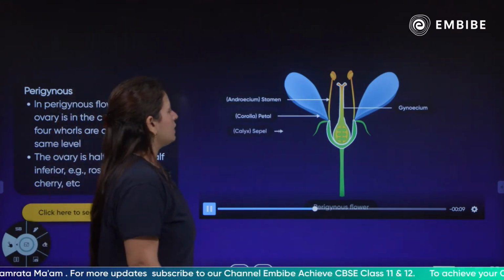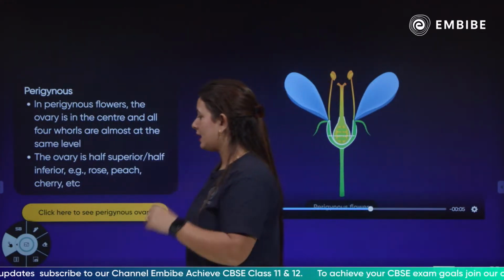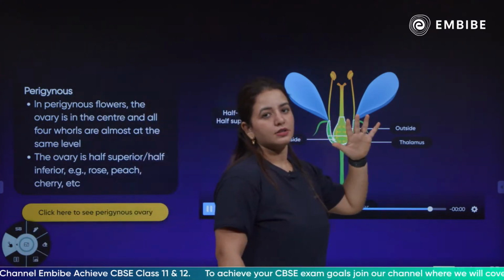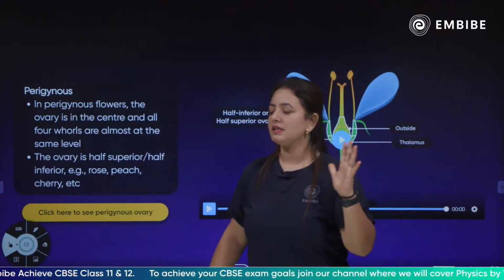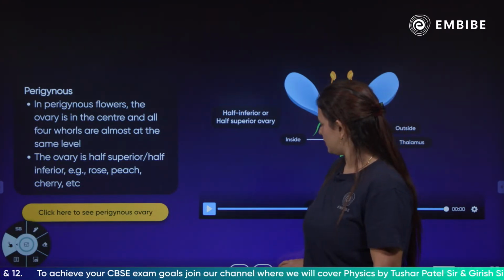All the parts are at the same level. They are basically at the same level. Neither is the ovary half superior, nor is the ovary inferior. So this is about the perigynous ovary.